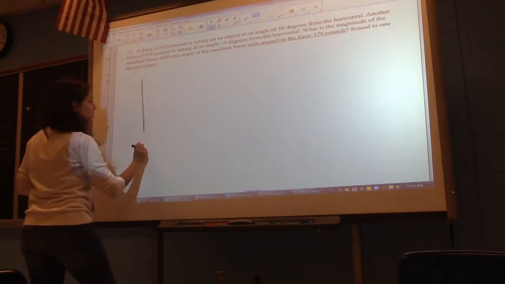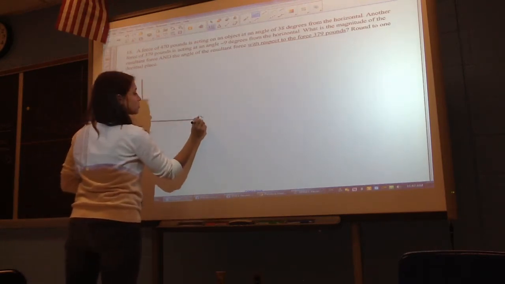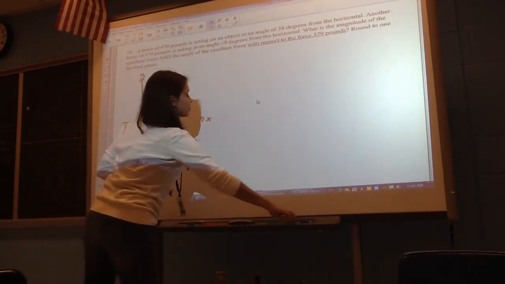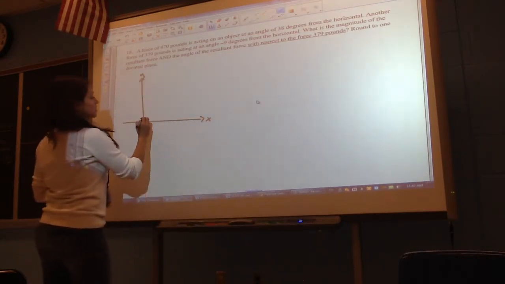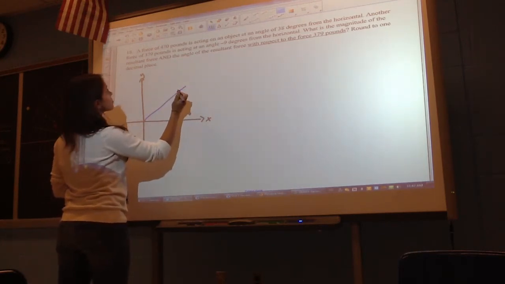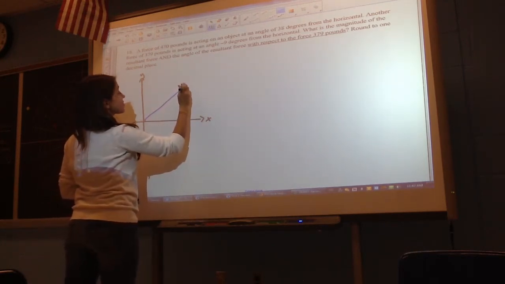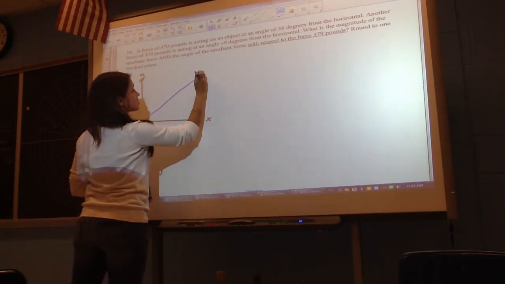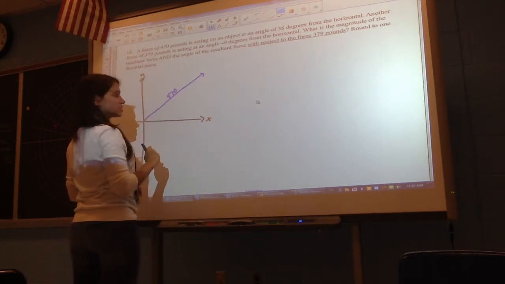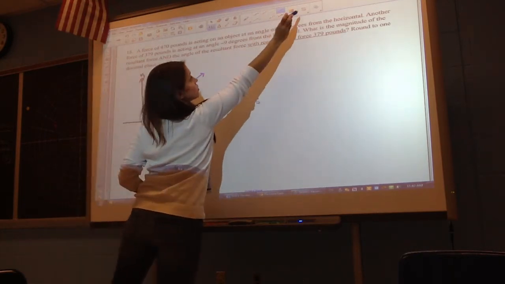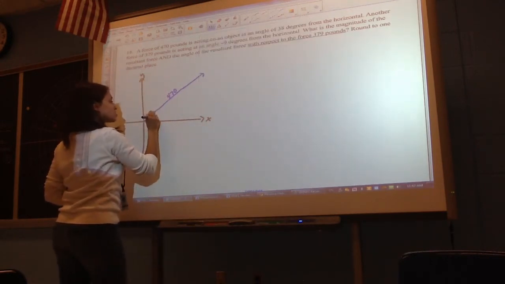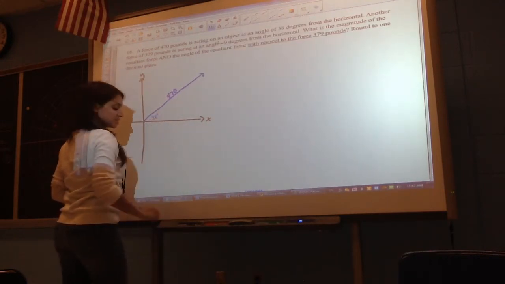So if I sketch my coordinate plane, I have 38 degrees. That's right there, 470 pounds. It's a fairly large magnitude. So that represents 470 pounds. And this angle in here was 38 degrees.